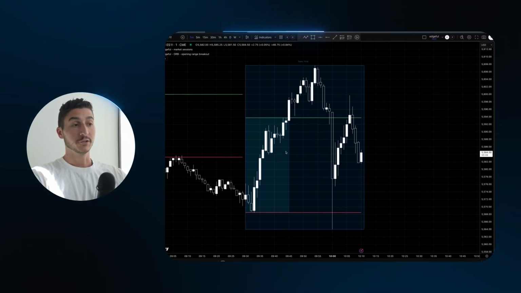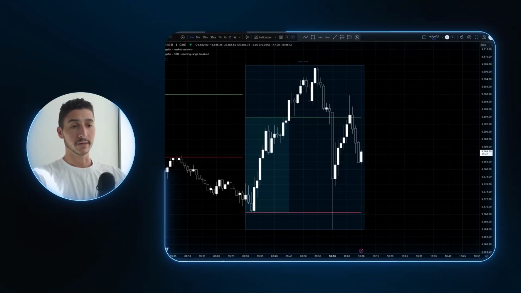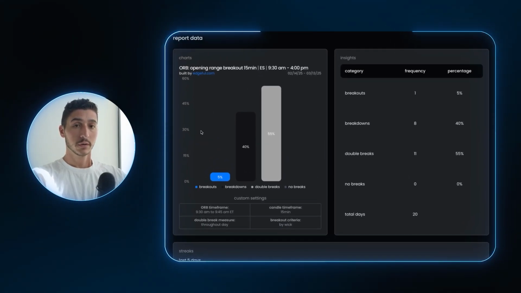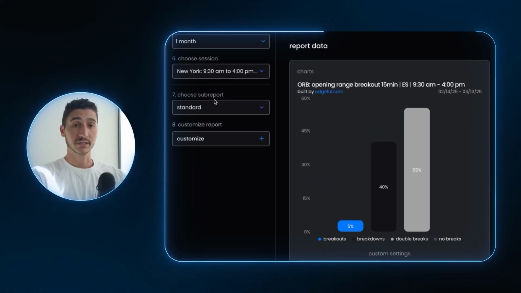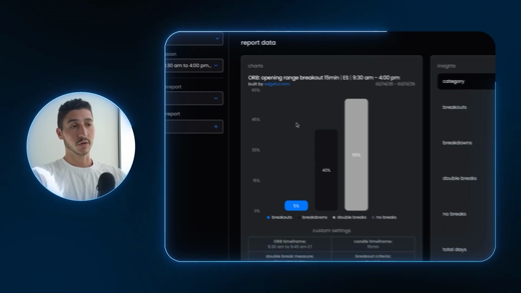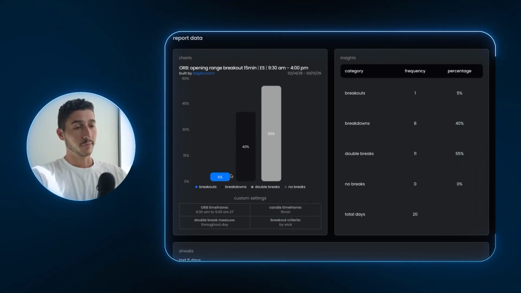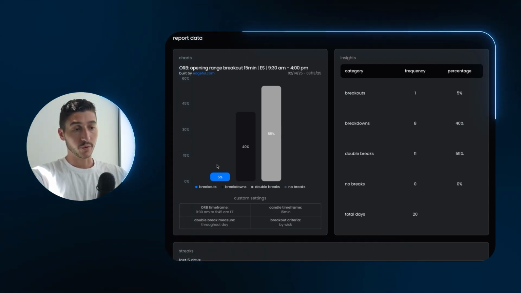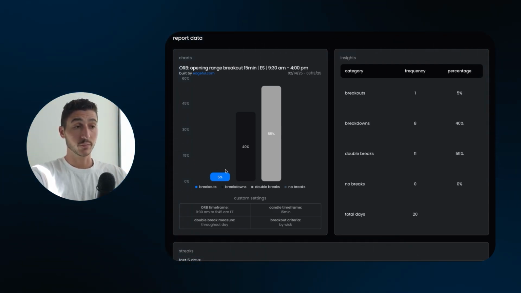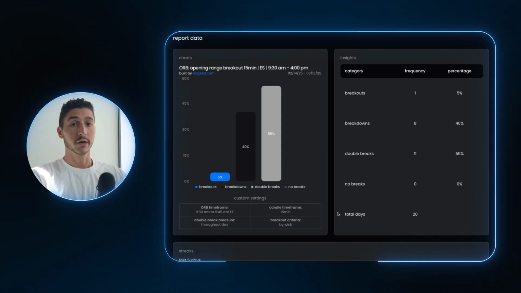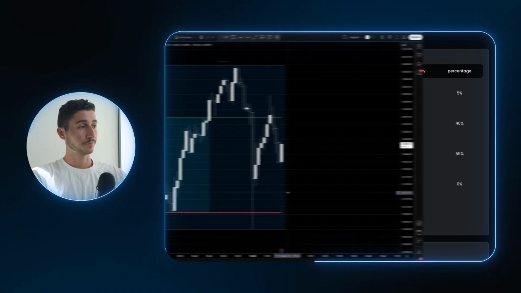What's up, guys? I just want to show you a really great example of how you can take advantage of this ORB report on ES in the last month. In the last month, the data has been pretty different than what you would normally see. What really stands out to me here is that the breakouts, which means that price only breaks to the top side of the ORB, is extremely low. Only once out of 20 days has price broken out only to the top side.